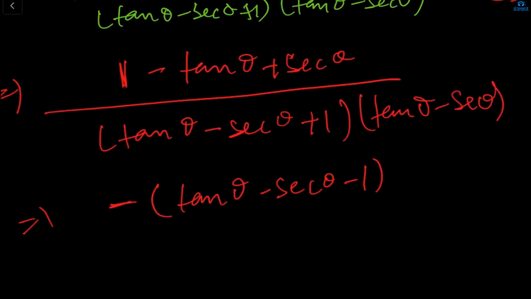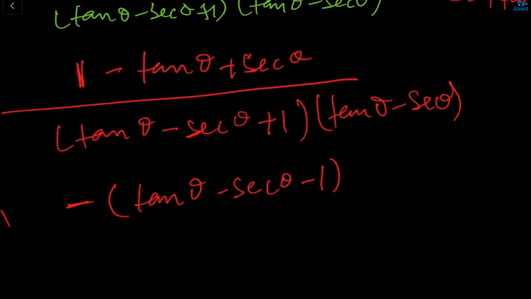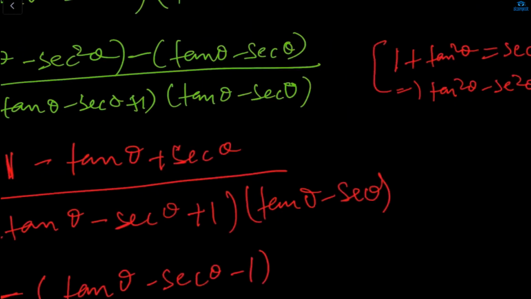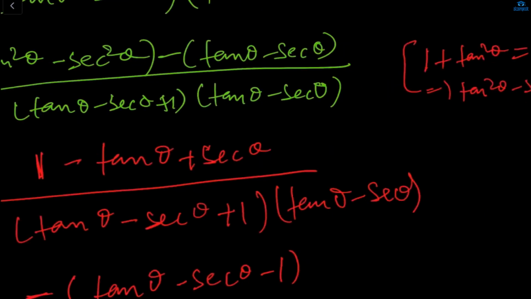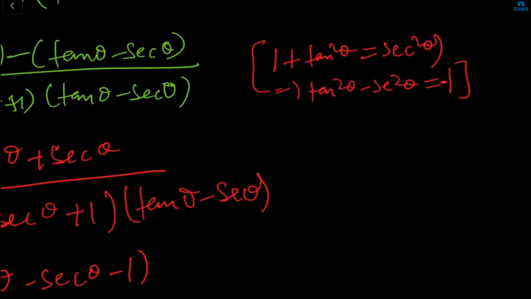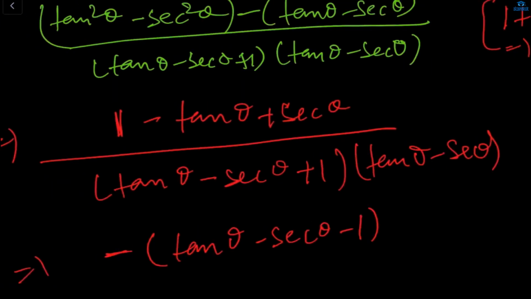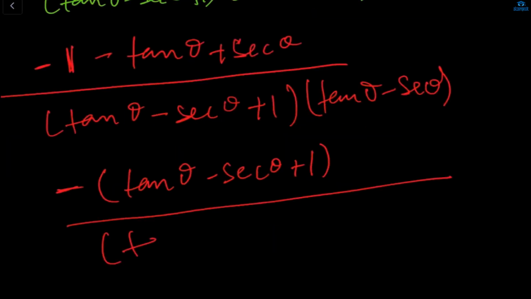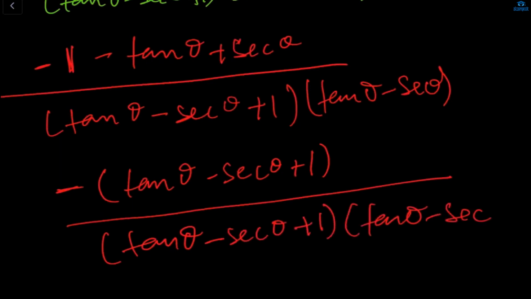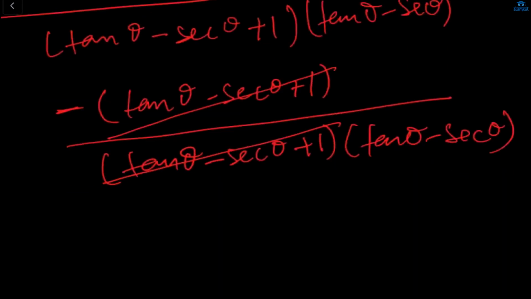If I'm taking minus common, it will be tan theta minus sec theta minus 1. Sorry, tan square theta minus sec square theta will give you minus 1. If you want positive 1, it will be sec square theta minus tan square theta. And here it is tan square theta minus sec square theta, that will be minus 1. So it will become plus 1. So in the denominator, we have 1 upon tan theta plus sec theta. Now this whole will be cancelled. So you will get minus 1 upon tan theta plus sec theta.